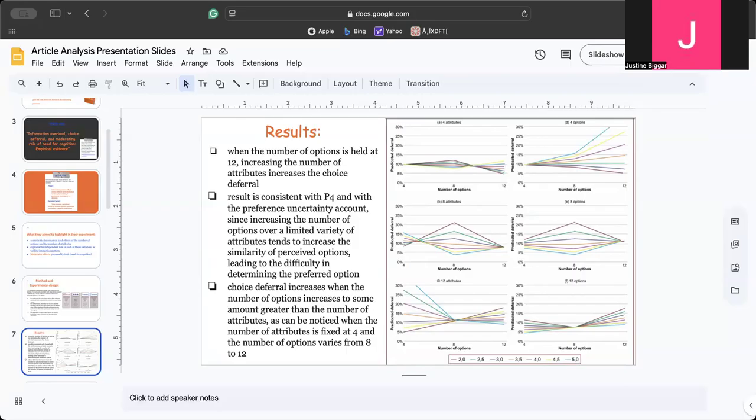The results were consistent with their P4 theory that posits the preference uncertainty account, which is that increasing the number of options over a limited variety of attributes tends to also increase the similarity of perceived options, leading to difficulty in determining the preferred option. And with that, choice deferral can increase with the number of options increasing to some amount greater than the number of attributes, as can be noticed when the number of attributes is fixed at 4 versus when it's on the higher end from 8 to 12, which is super interesting.